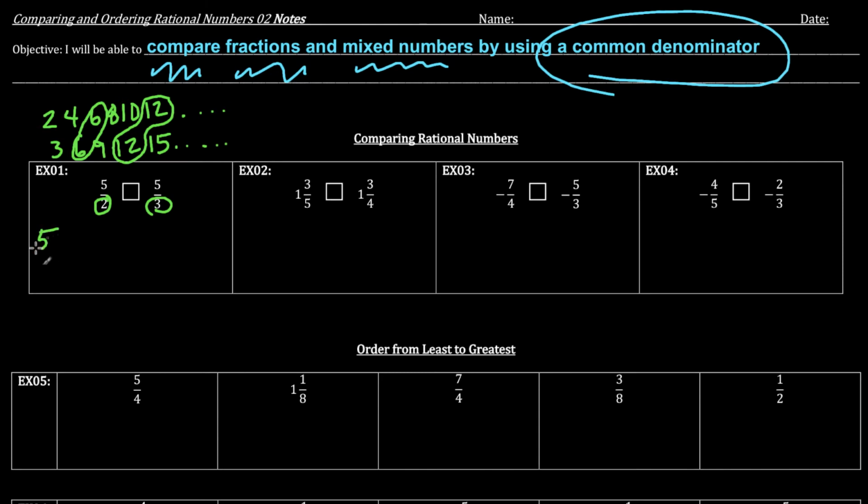So with 5 halves, let's change it to 6. And we'll change 5 thirds to 6. So 2 times 3 is 6. 5 times 3 is 15. So 5 halves is equivalent to 15 sixths. And 5 thirds, if we multiply the denominator by 2, we get 6. We multiply the numerator by 2, and we get 10. So in reality, we're comparing 15 sixths and 10 sixths. We know that 15 sixths is larger.